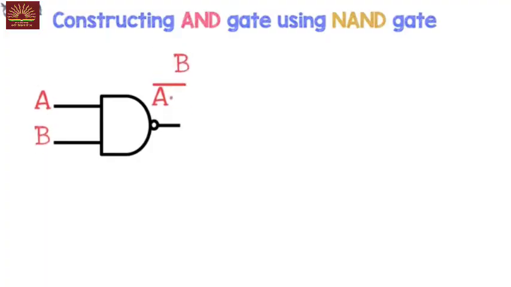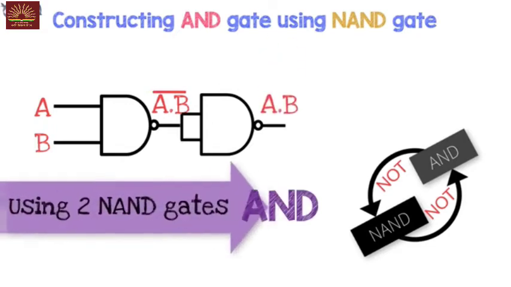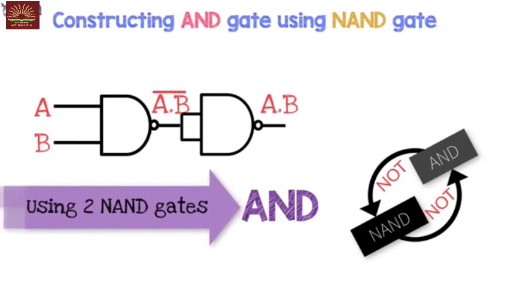Let's draw a 2-input NAND gate. AND and NAND gates are complement of each other. The output of first NAND gate is (A and B) bar. To complement (A and B) bar, we connect a single input NAND gate. The Boolean expression is A and B. This gives us the AND gate. It is obtained using two NAND gates.